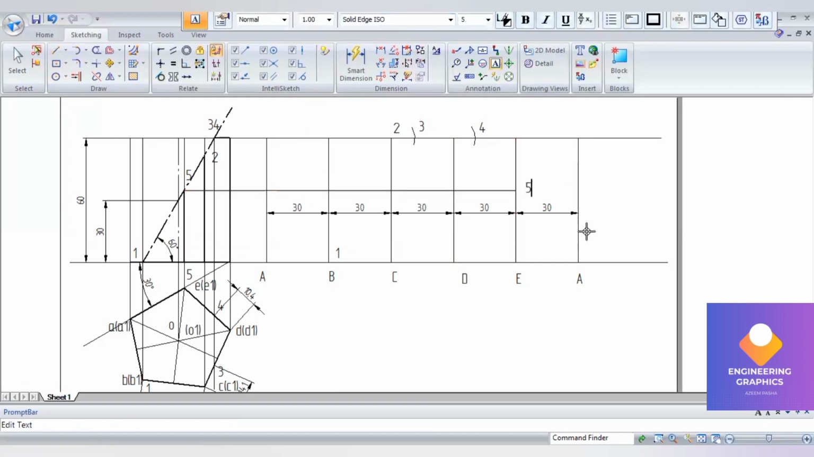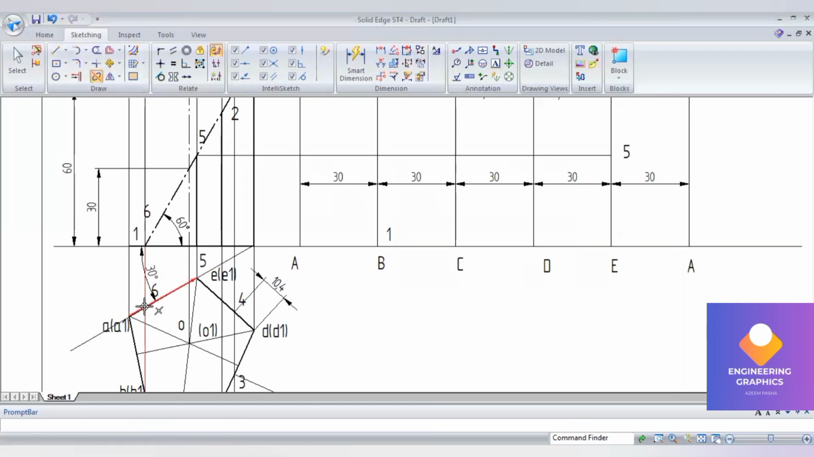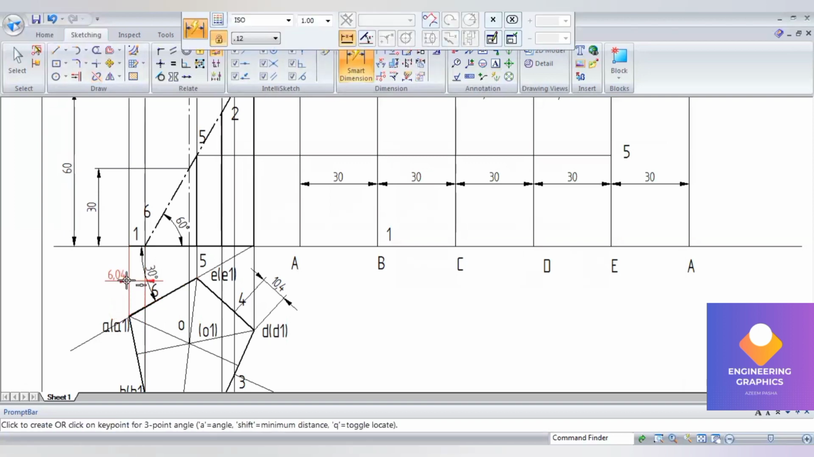That is point number 5, and then again point number 6 exists in between that E and A here. We have to measure. I'm going to split it to check the exact length. So this is at point 6, I can measure it as 6.94, okay, and cut the arc.